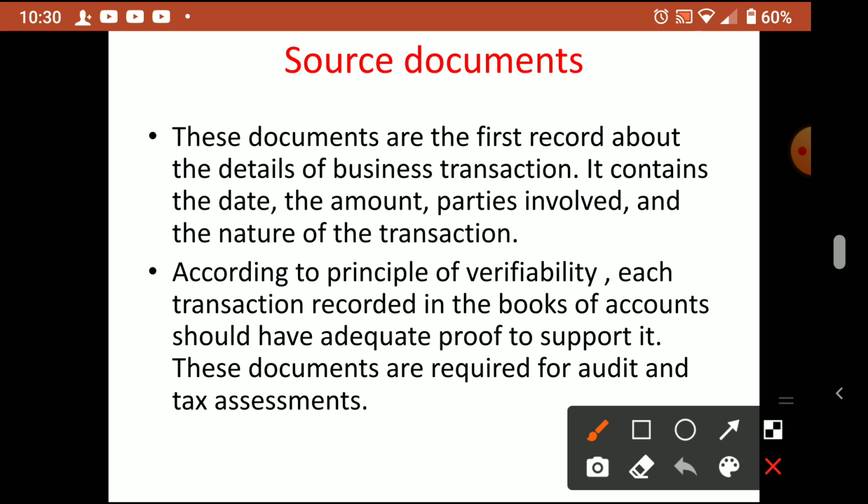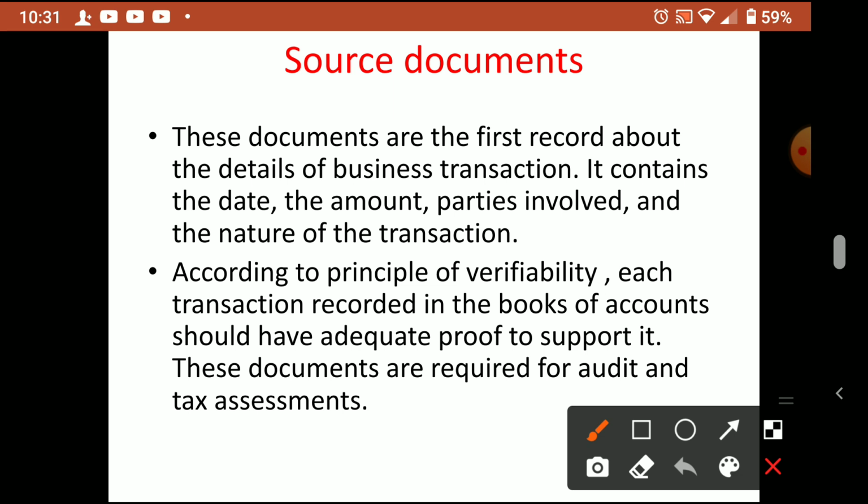Even if the school is not a business organization, any organization you take, business, non-business, service, wherever money is involved, we have to keep proper records as proof. These documents are required for audit and tax assessments also. Later on, audit people will come and see that one furniture is there, so what is the proof that the furniture was purchased or somebody donated it?